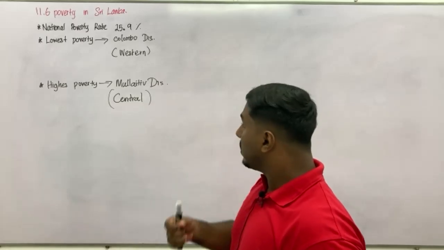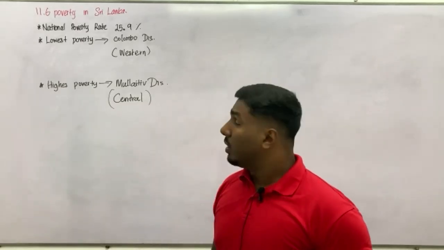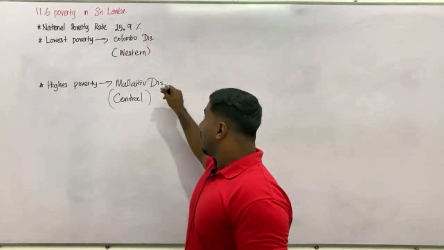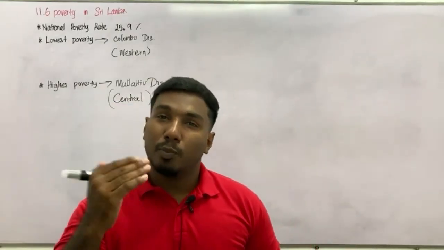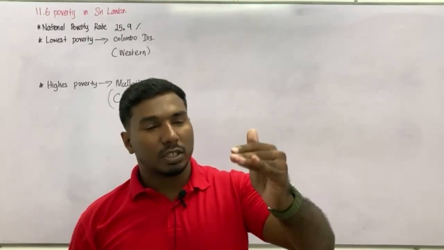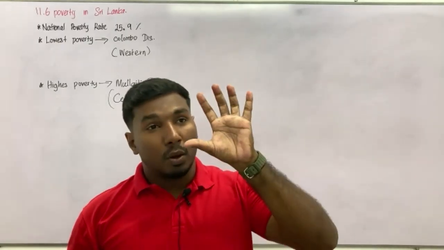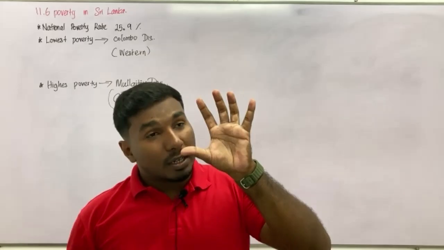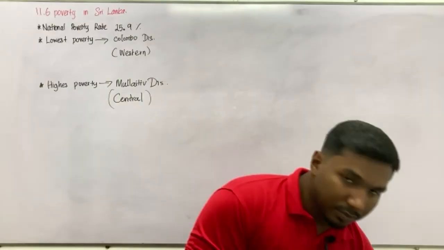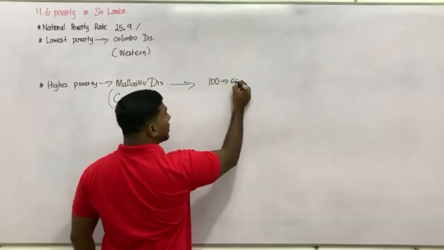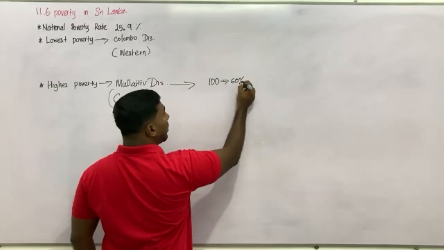But you may ask, why is it Mullaitivu district? Because the Mullaitivu district has the lowest population in Sri Lanka. With that lowest population, the number of poor is also small. Imagine there are only 100 people there. Out of that 100 people, maybe 60 are in poverty.